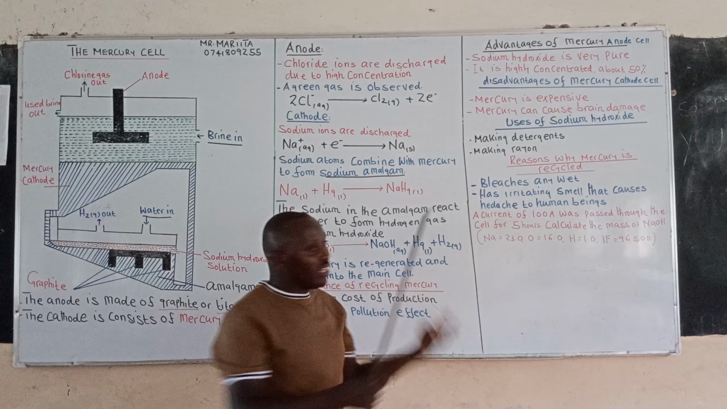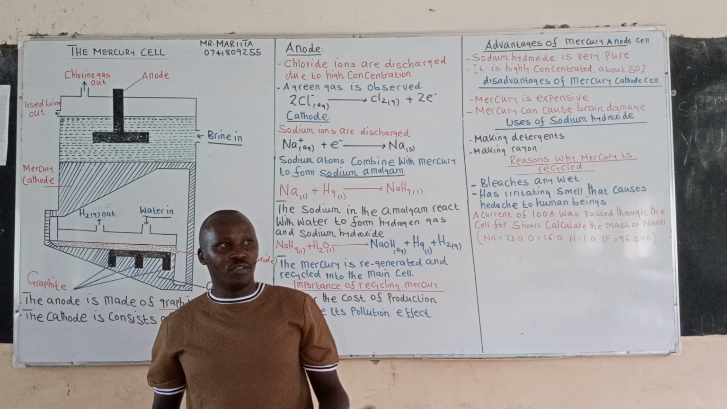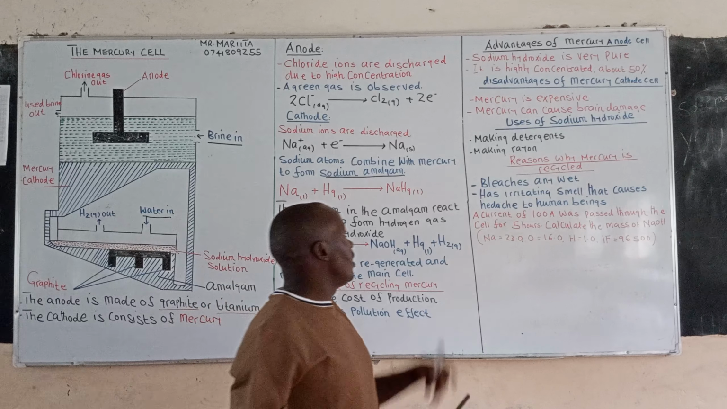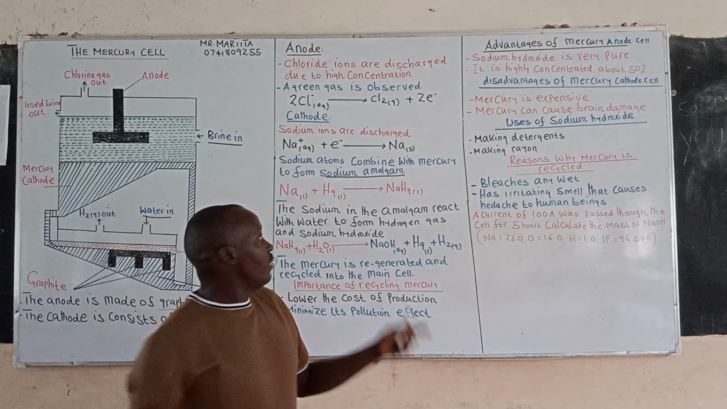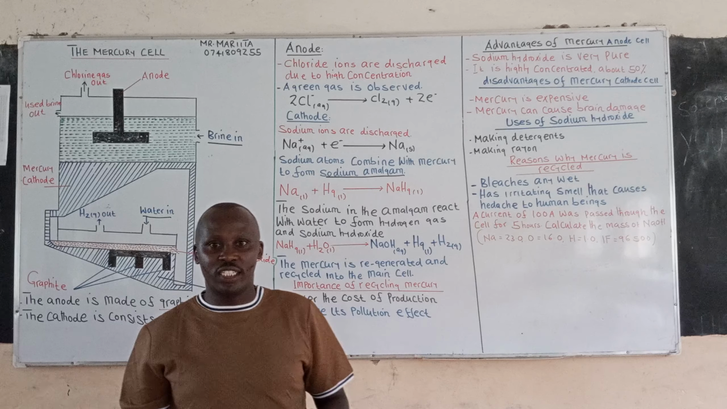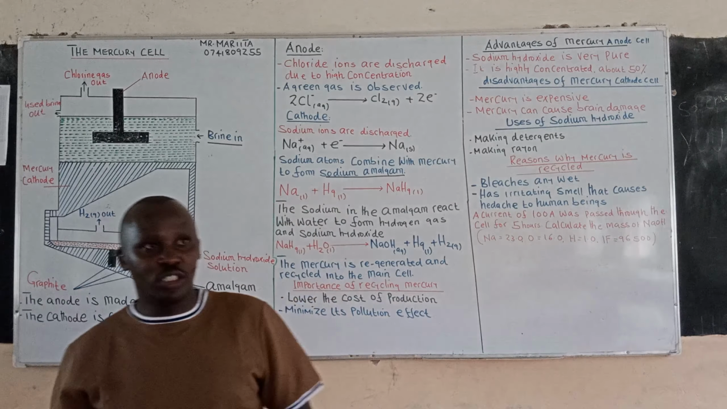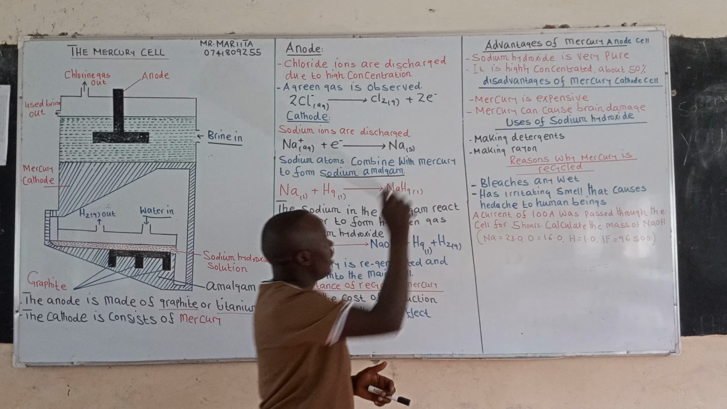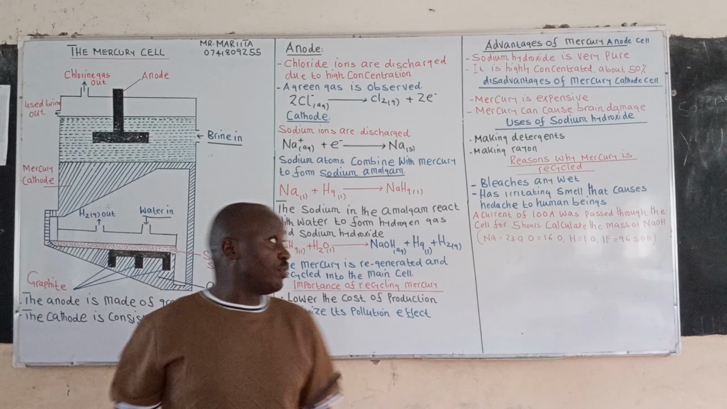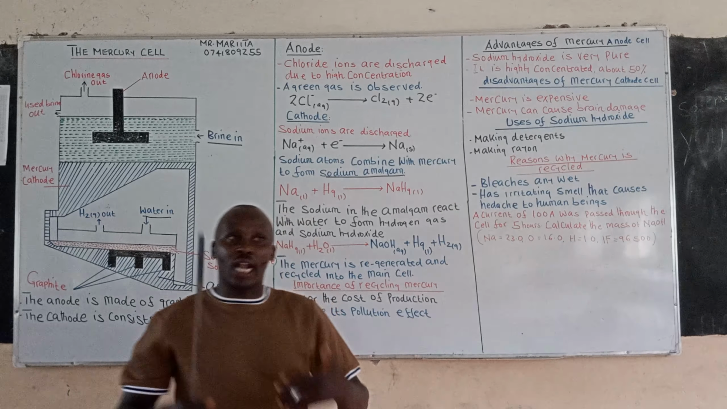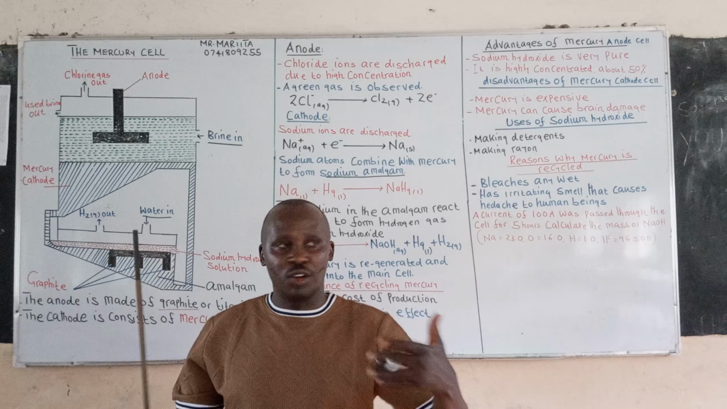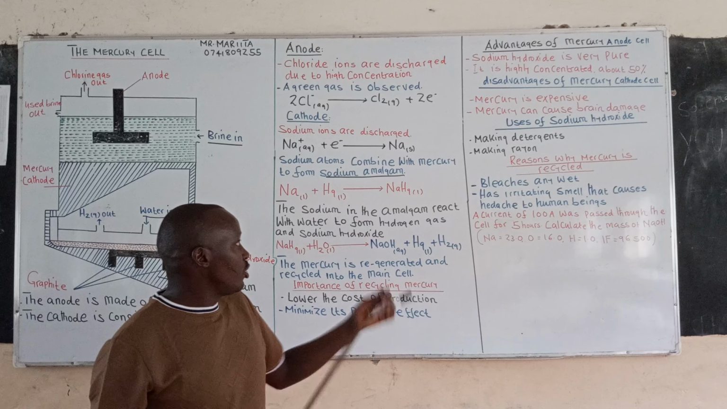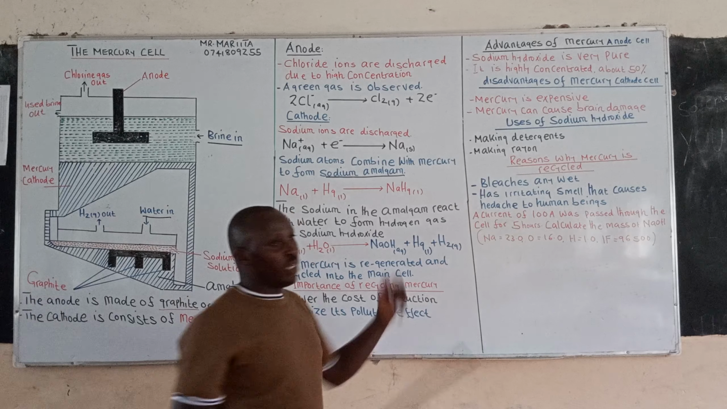And if you need the advantages of this mercury cell, the sodium hydroxide is very pure and highly concentrated. We are talking about 50% concentration. The disadvantages of this mercury cathode cell are that mercury is very expensive to obtain, and also mercury can cause brain damage.